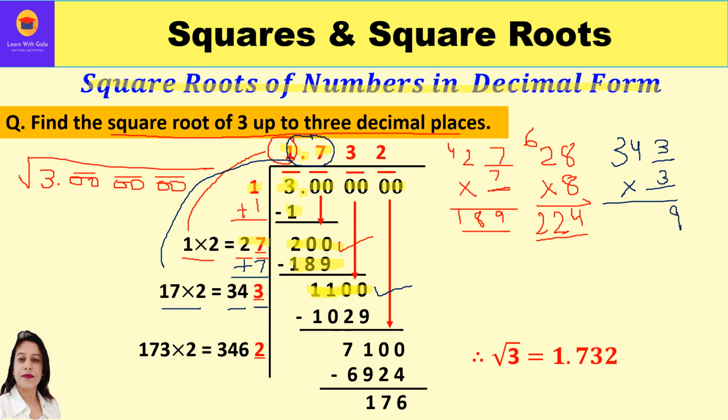I will get 3 3s are 9, 3 4s are 12, and 3 3s are 9 plus 1, 10. So 1029, which is pretty less than 1100. Suppose let me try with 4 also. Let me see what is coming with 4.